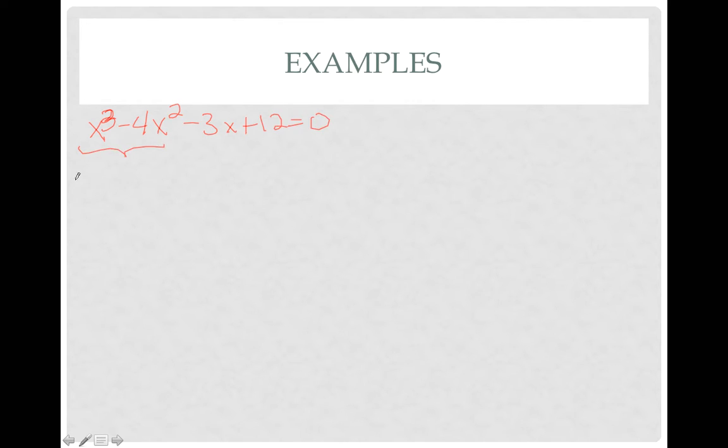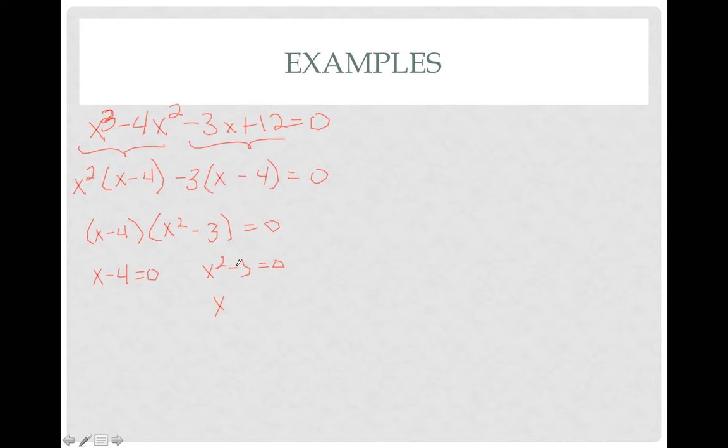I can factor the first part, so I get x squared times x minus 4. And if I look at the second piece, I can factor out a minus 3, so I get x minus 4 times minus 3 gets me that plus 12. And then they both have an x minus 4, and I'm left with x squared minus 3 equals 0. Notice it's now factored, so I can say x minus 4 equals 0 and x squared minus 3 equals 0. This one, if I add 3 and take the square root, and this one I just add 4 and I get 4, so I get my 3 answers that I needed.